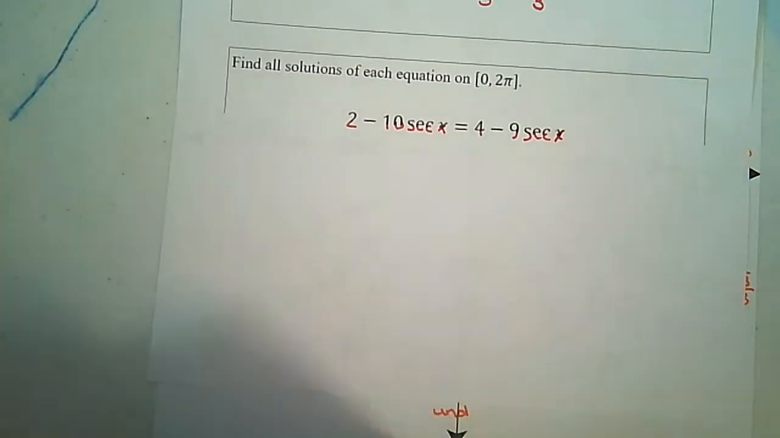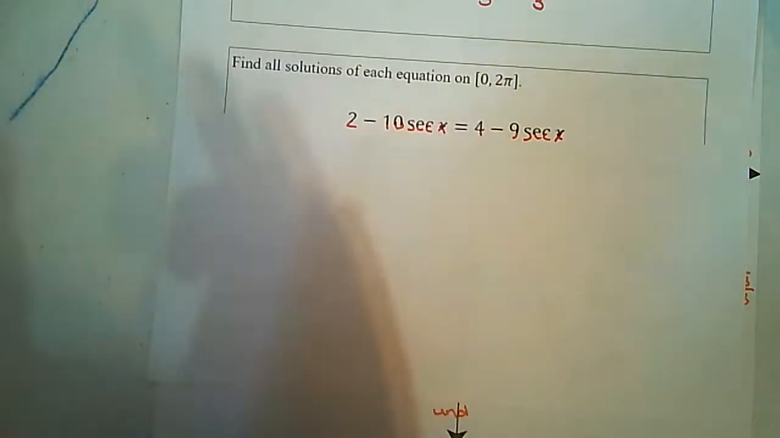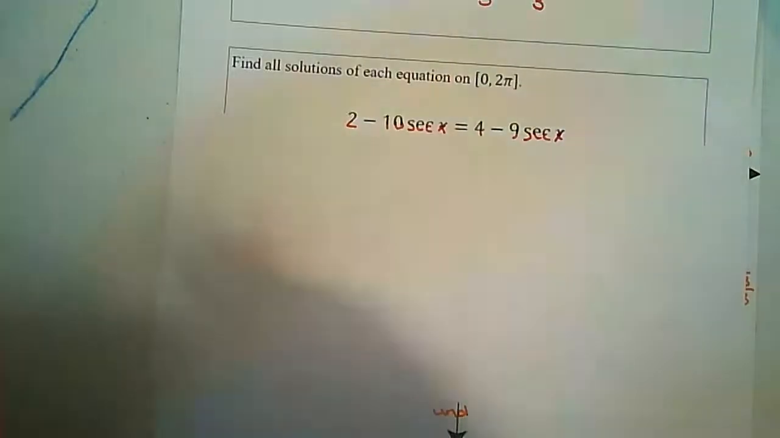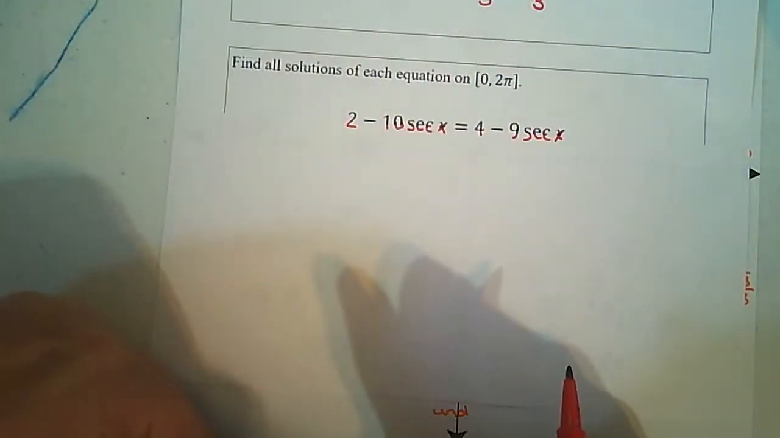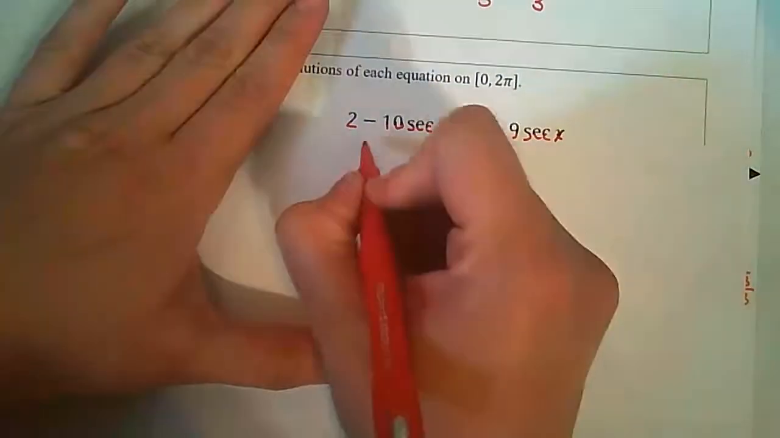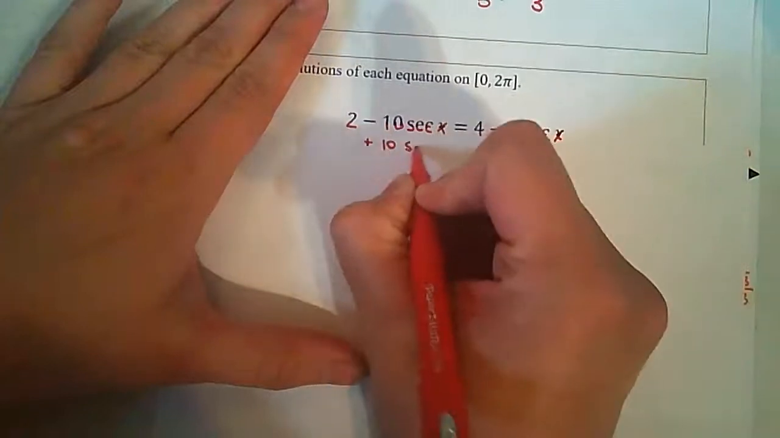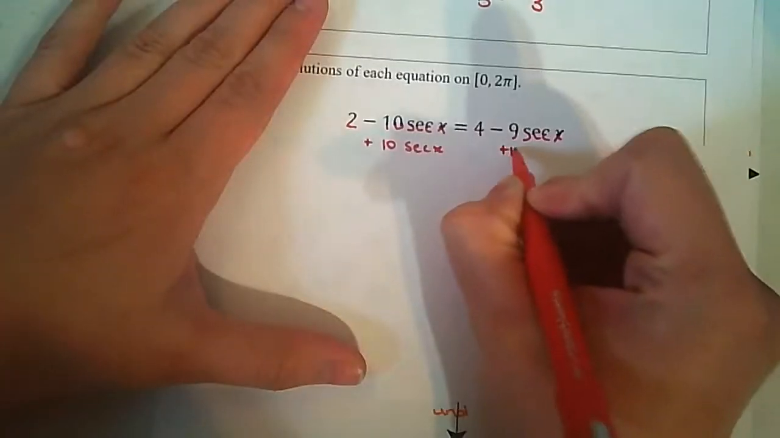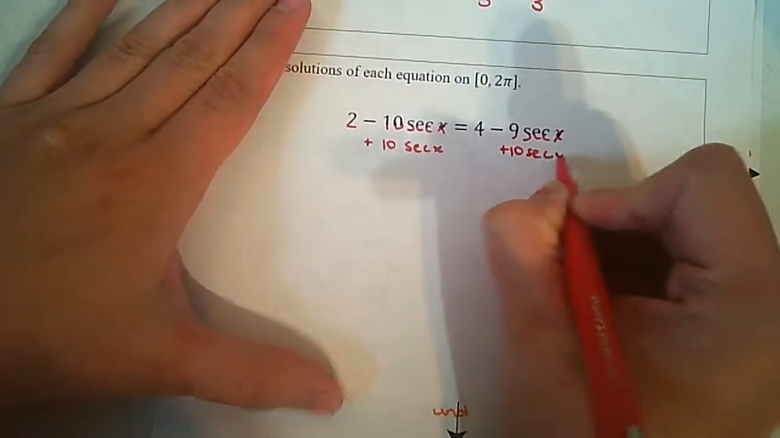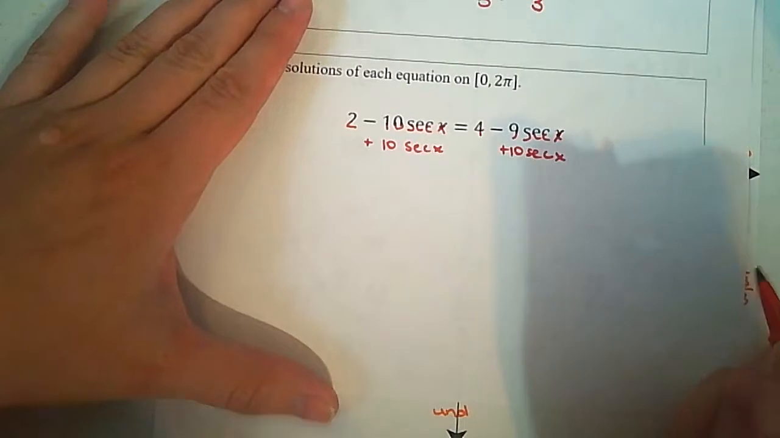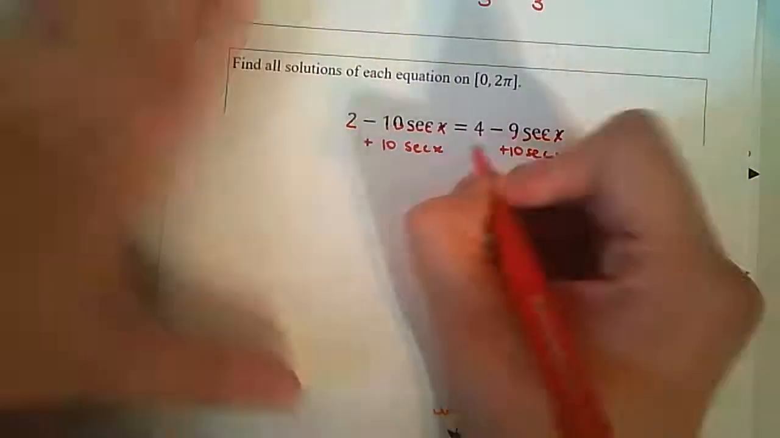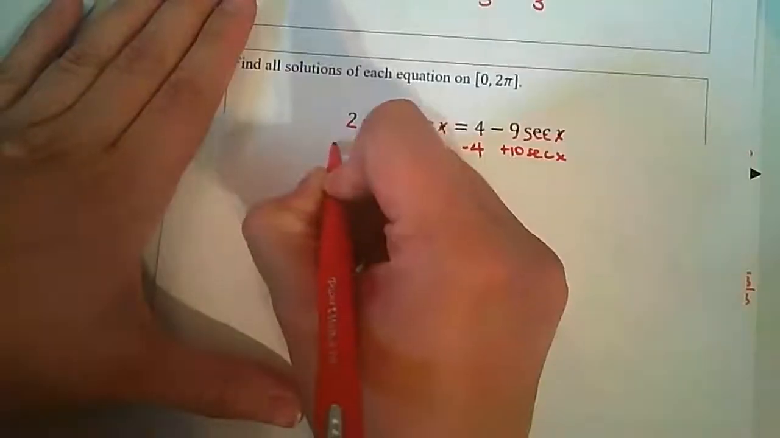And again, we're going to employ that same strategy. We want to get our secants on one side and everything else on the other. So let's see. I think in this case, I'm going to add 10 secants to both sides. And I think I'm going to subtract 4 from both sides as well.